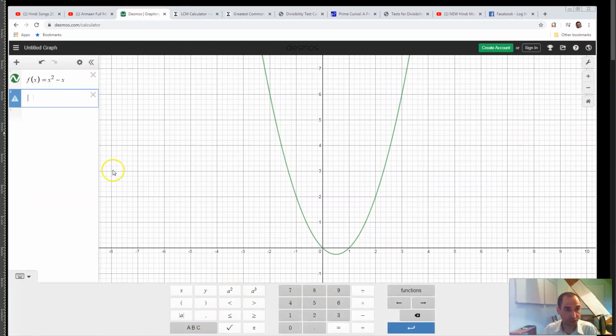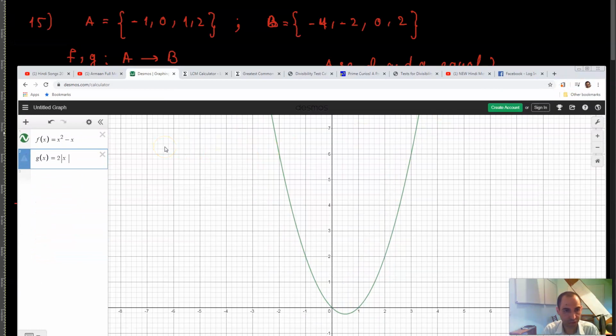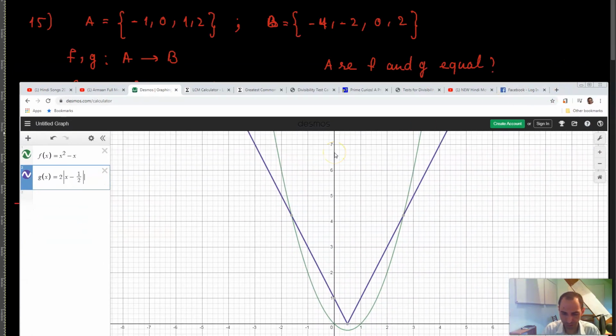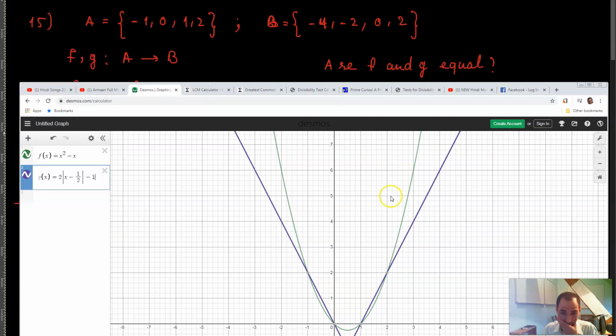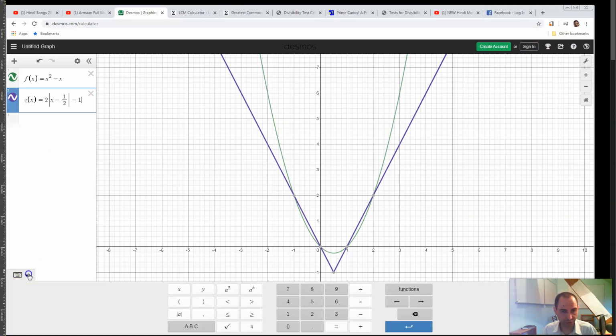The absolute value function, you can write it this way. So I can write g of x is equal to 2 times the absolute value of x minus 1/2, and then minus 1. Right, and basically then you have this function over here.